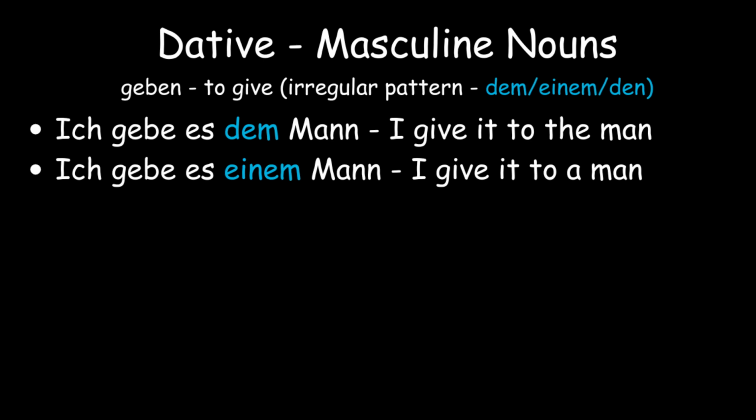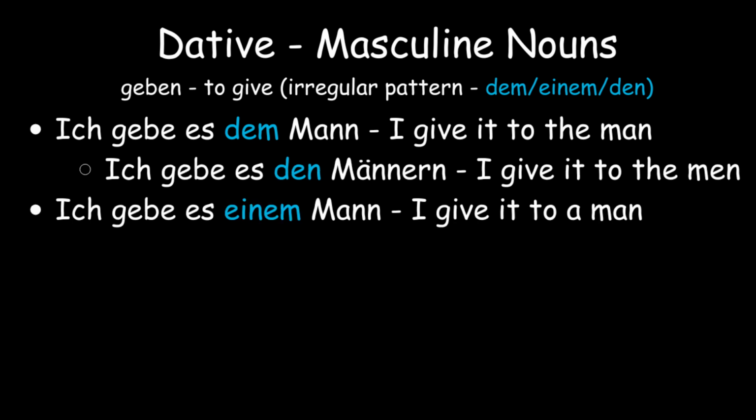Here we have the verb geben. Ich gebe es dem Mann. Ich gebe es einem Mann. To pluralize it, change the article and noun. Ich gebe es den Männern. In this case, we add N because Männer doesn't end in N. It's dative because of the articles, the verb, and the noun ending.